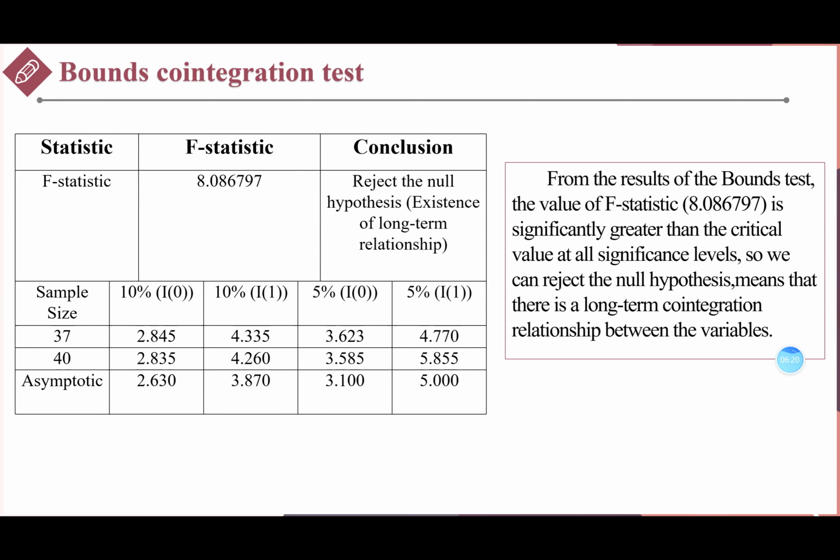And I conducted a bounds cointegration test of this ARDL model. The results of the bounds test are in the left table. The value of the F statistic is 8.086797, which is significantly greater than the critical value at all significance levels. So we can reject the null hypothesis, which means that there is a long-term cointegration relationship between the variables.